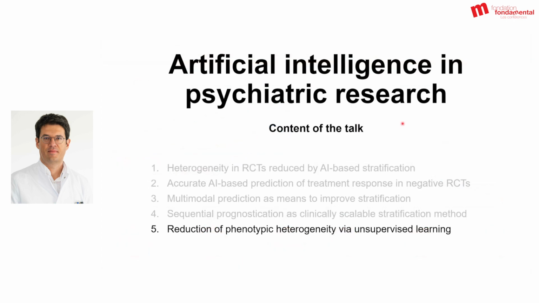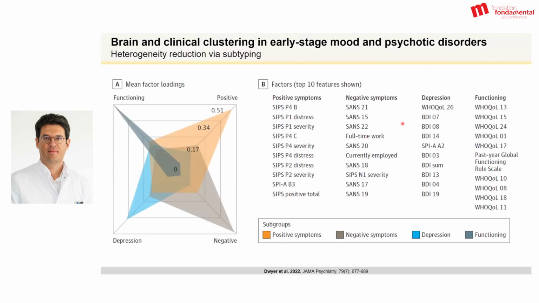Just looking at the time, there's a few minutes left. As the last part of the talk, I want to show you also the application of unsupervised machine learning methods to study heterogeneity. This is also a family of machine learning methods which we use in our lab. And one of my former postdocs, now assistant professor in Melbourne, Dominic Dwyer, used this approach basically to decompose clinical heterogeneity of the combined PRONIA data set, including all these different phenotypes. And we basically threw this algorithm on a large set of variables and found that there are four subtypes or four dimensions, if you want, in this population, characterized by positive symptoms, negative symptoms, depression, and functioning.